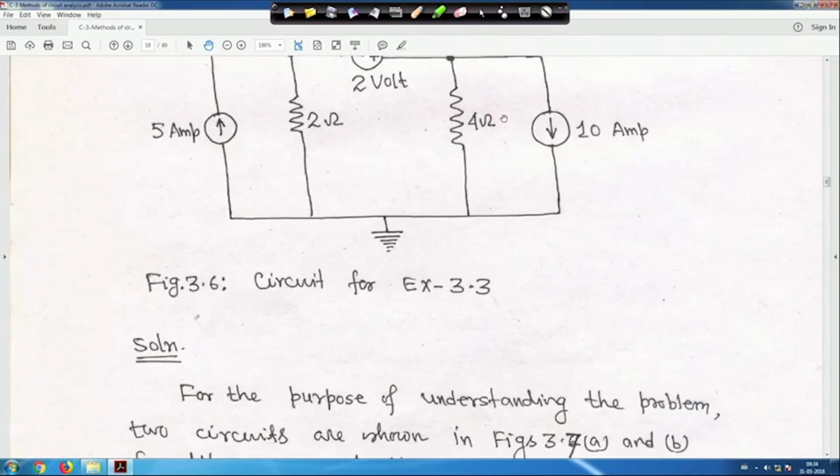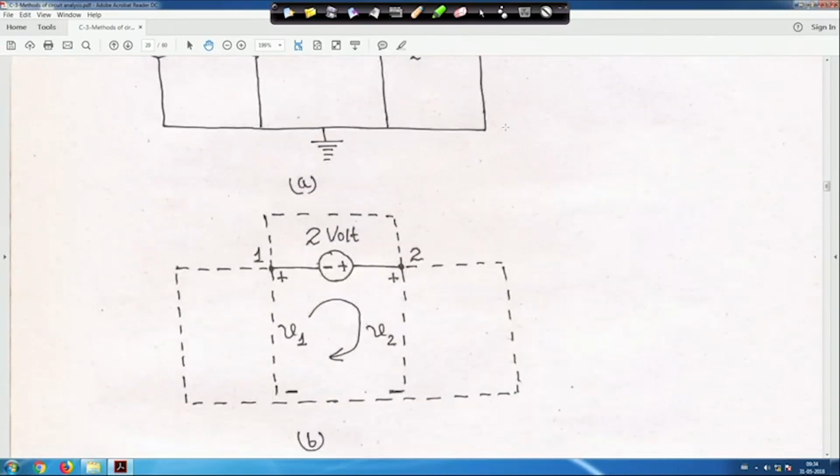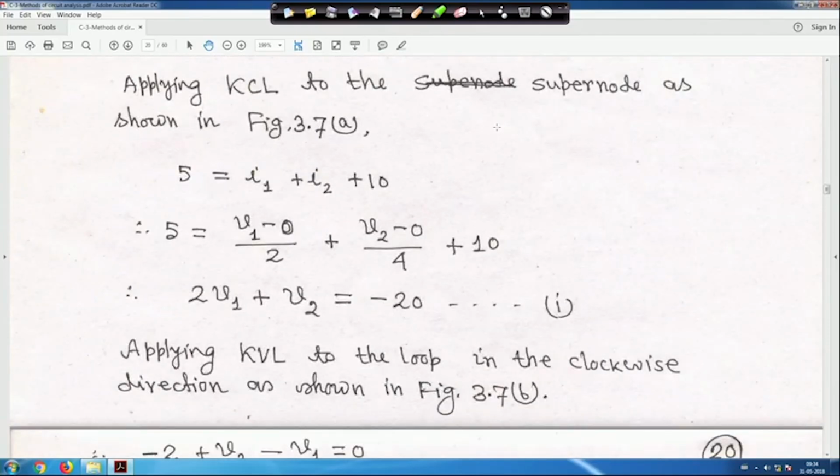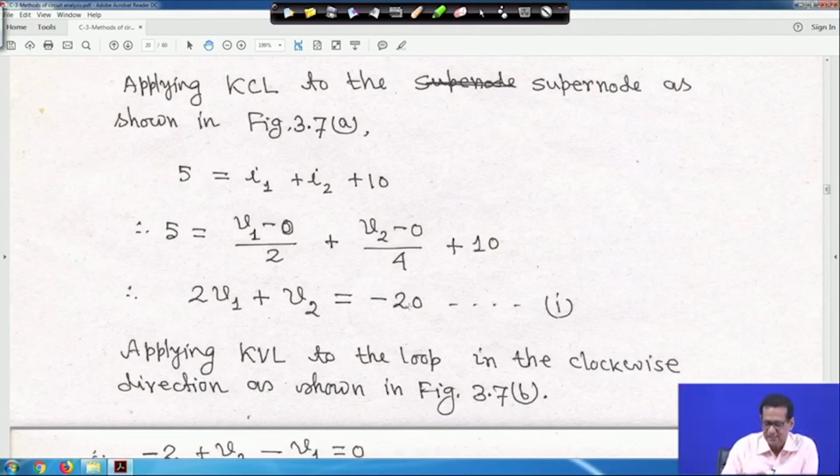So, if you look into this, your KCL 1, ultimately it is coming as 2 V 1 plus V 2 is equal to minus 20. All these things I wrote, whatever I have explained there, the same thing is written here. So, if you simplify this, it will be 2 V 1 plus V 2 is equal to minus 20. This is equation 1. This is for your KCL, when you are applying KCL to the super node. This is one equation.